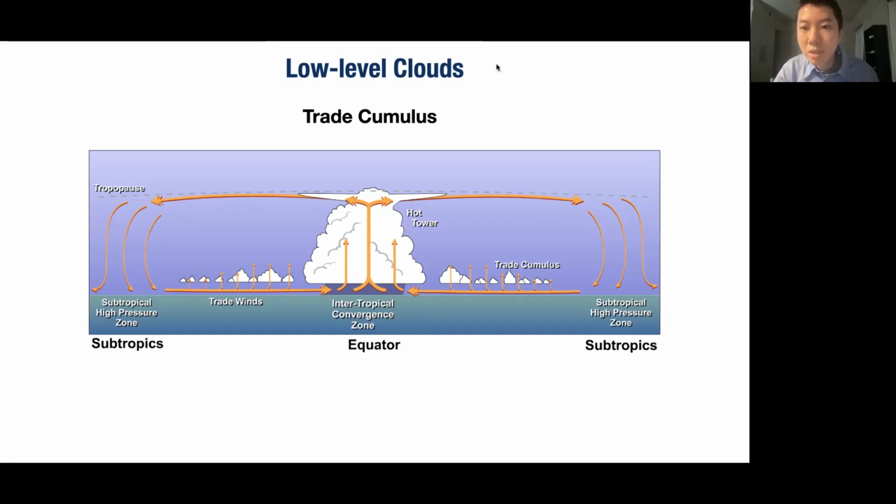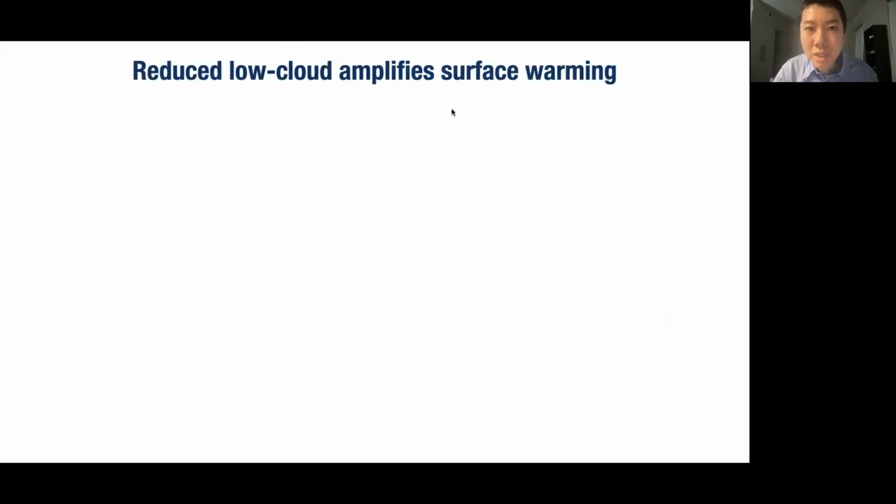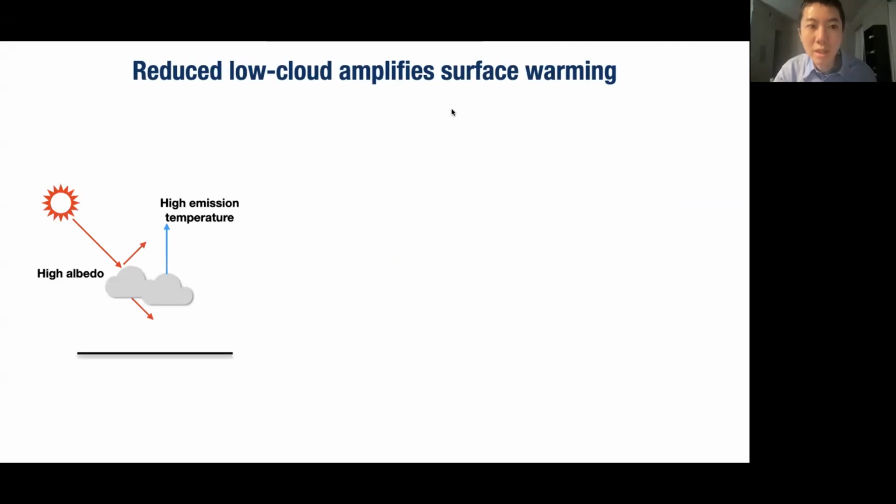So this shallow cumulus comprises large parts of the ocean surface. So it has very important climate effects. Because low clouds have high albedo, and also because they are at low altitude, they have high emission temperature. So basically their function is to cool down the surface temperature.